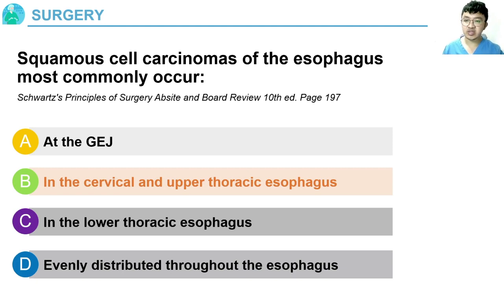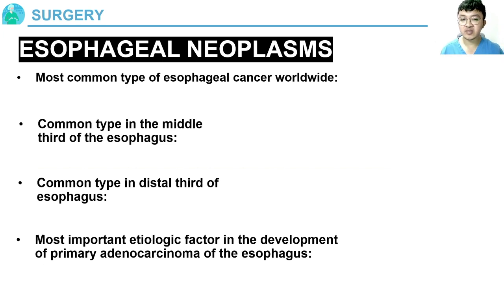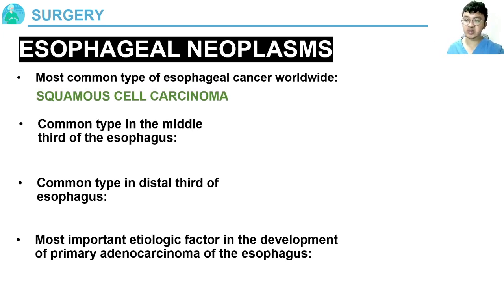The keyword in answering this question is squamous cell carcinoma, because you have two general types of esophageal neoplasms: adenocarcinoma and squamous cell carcinoma. If you know the risk factor, you're going to know where it's most commonly located. The most common type of esophageal cancer worldwide is squamous cell carcinoma. However, in developed countries, it has shifted from squamous cell carcinoma to adenocarcinoma.